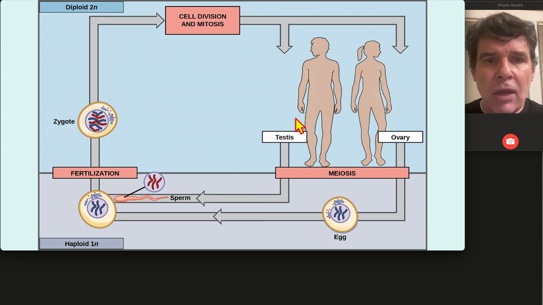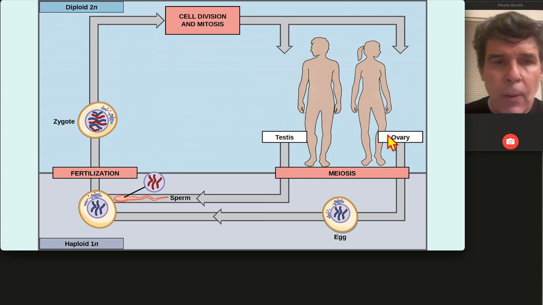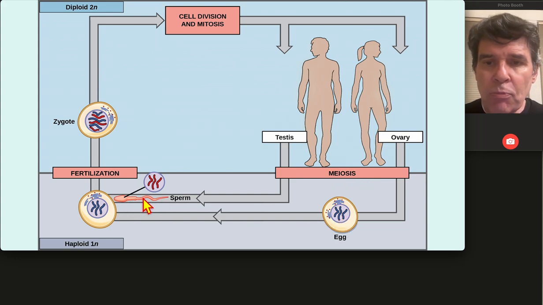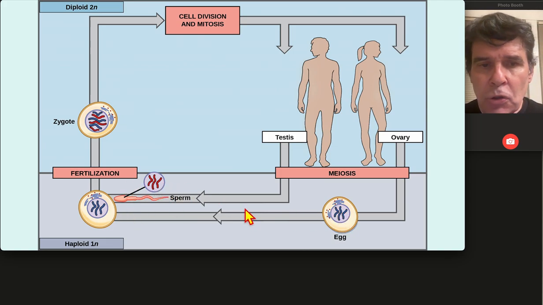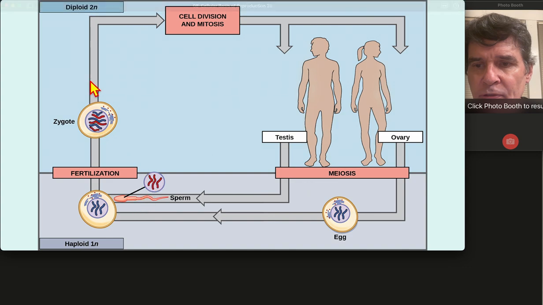Here we are in a summary slide. The testes and the ovaries, specialized organs to give rise to these specialized cells. The process of meiosis produces the egg and the sperm gametes. Notice the number of chromosomes in each of these. The 2 cells fuse together to create 1 cell, going from the haploid state to now the diploid state.